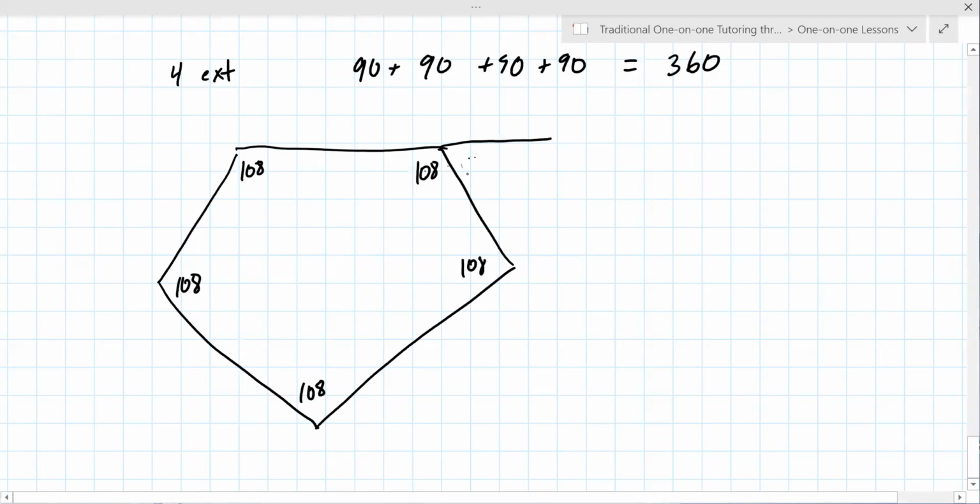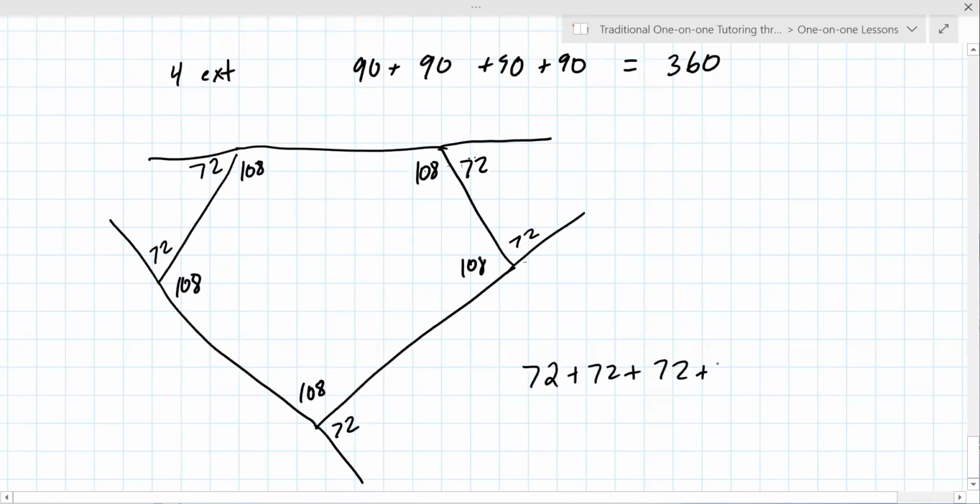72. 72. Very good. And then if we were to do this one here, what would that be? 72. How about this one down here? 72. Okay. So how many 72s do I have? 5. And what do they add up to?